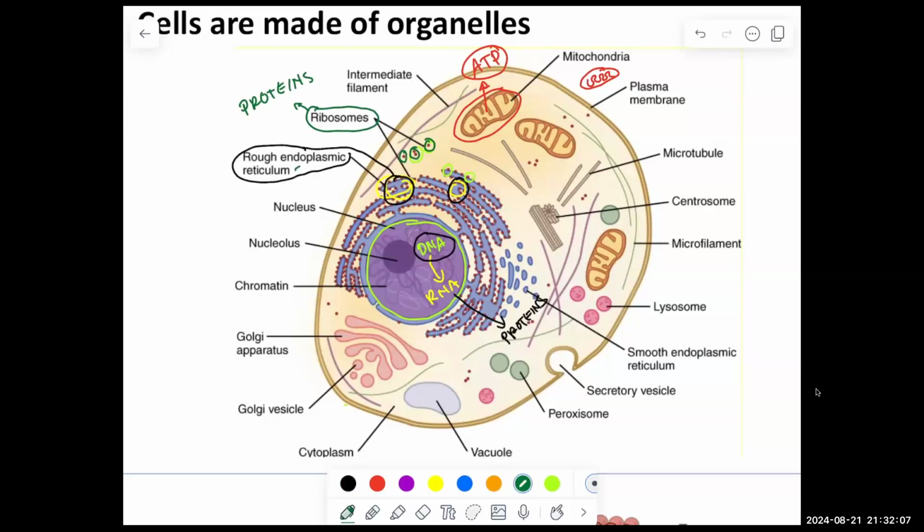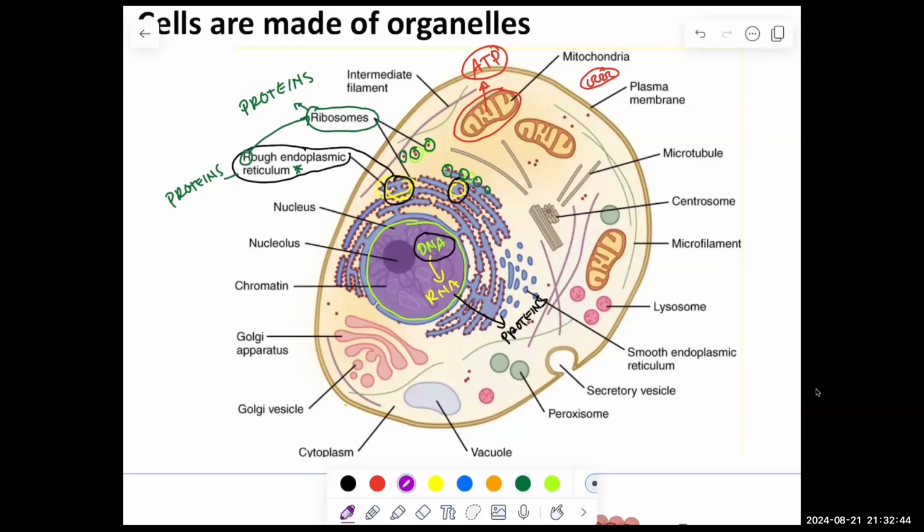The rough endoplasmic reticulum is rough because it holds on to ribosomes. That's what all those red dots are. Because they also make proteins, and they are rough because they have ribosomes on them. So you need to tell me that the ribosomes make proteins, the rough endoplasmic reticulum holds on to the ribosomes so they can also make proteins. So both of them make proteins.